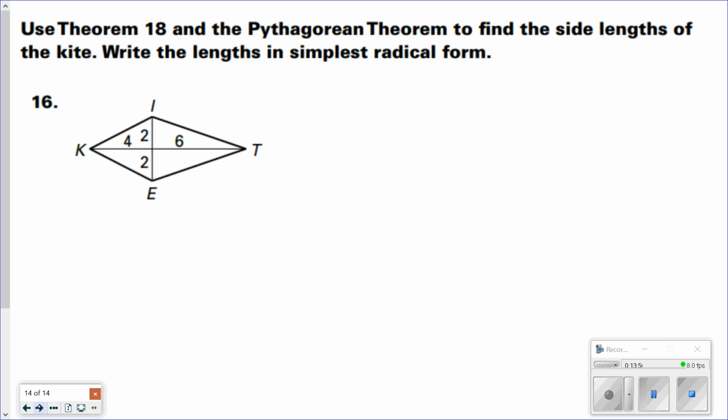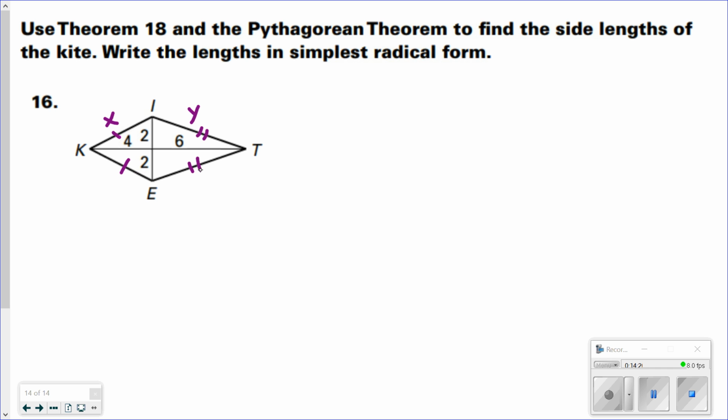In our last problem, use theorem 18 and the Pythagorean theorem to find the side lengths of the kite. Then write the lengths in simplest radical form. So knowing our properties of a kite, if I figure out what this side length is, I would also know that side length. If I were to figure out this side length, and I'll call it y, I would also know that side length. So let's solve for x and y here.